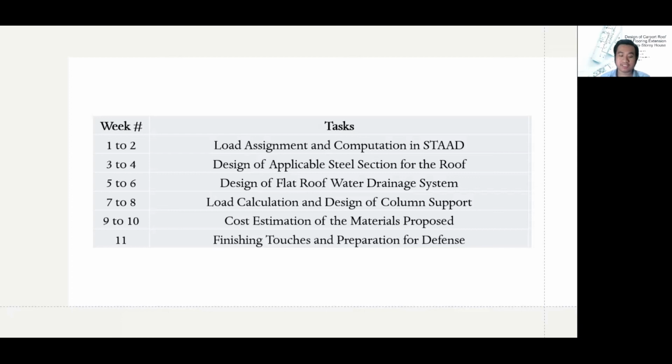In weeks 3 and 4, we will start on designing the applicable steel section for the roof. These include the detailed connections of each steel section to one another to form the truss. In weeks 5 and 6, we will design the most applicable water drainage system for the flat roof. And in weeks 7 and 8, we will proceed to the load calculations and design of the column supporting the whole designed roof, as seen in the SketchUp in the previous slide.